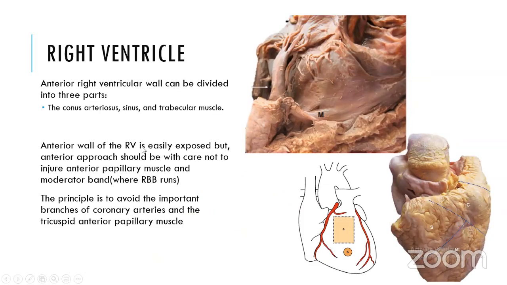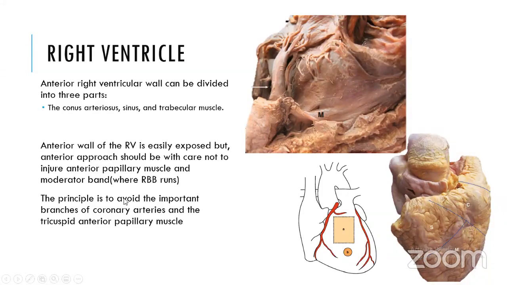The anterior right ventricular wall can be divided into three portions: the conus, sinus, and tubercular muscle. This is the conus, this is the sinus, and this is the tubercular muscle. The anterior wall of the right ventricle is easily exposed, but the anterior approach should be made with care not to injure the anterior papillary muscle and the moderator band, where the right bundle branch runs.